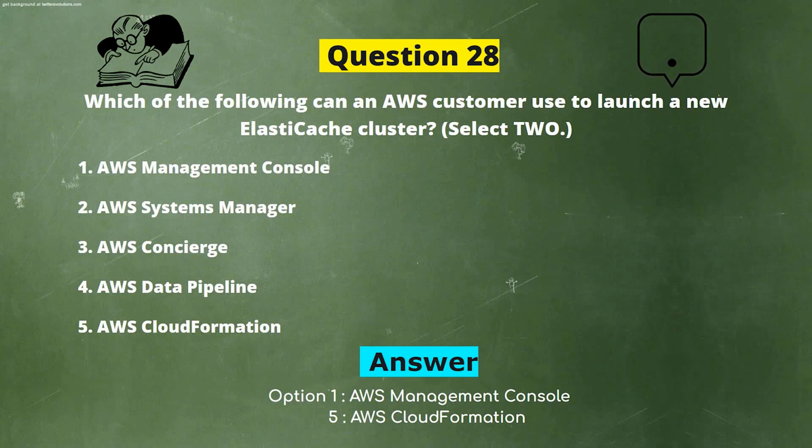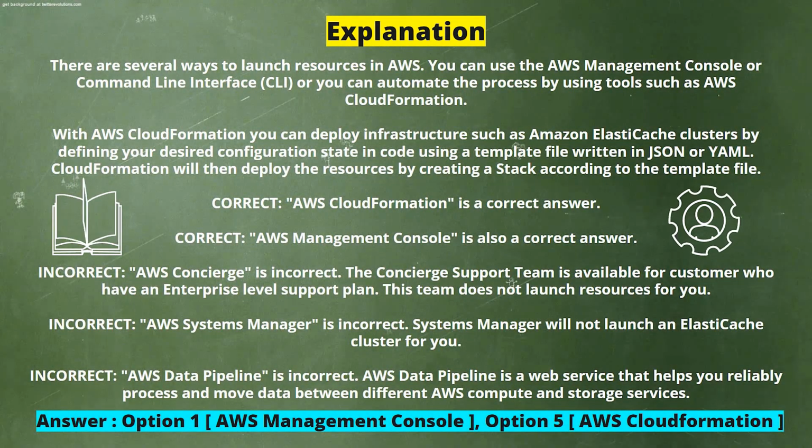AWS CloudFormation. Explanation. There are several ways to launch resources in AWS. You can use the AWS Management Console or Command Line Interface, CLI, or you can automate the process by using tools such as AWS CloudFormation. With AWS CloudFormation you can deploy infrastructure such as Amazon Elasticache clusters by defining your desired configuration state in code using a template file written in JSON or YAML. CloudFormation will then deploy the resources by creating a stack according to the template file. Correct. AWS CloudFormation is a correct answer. Correct. AWS Management Console is also a correct answer.